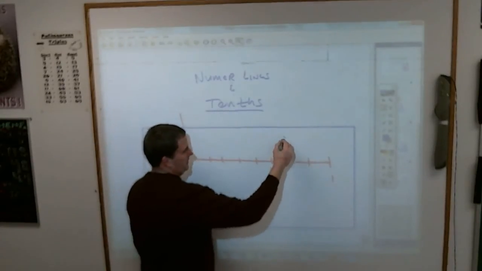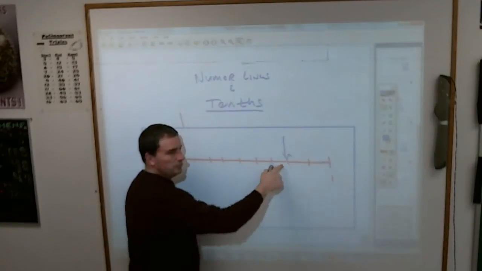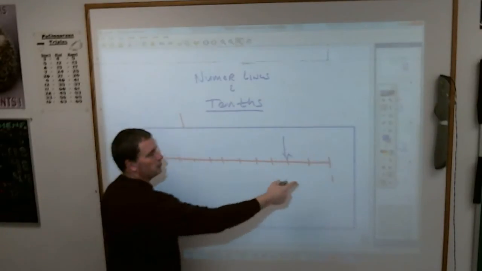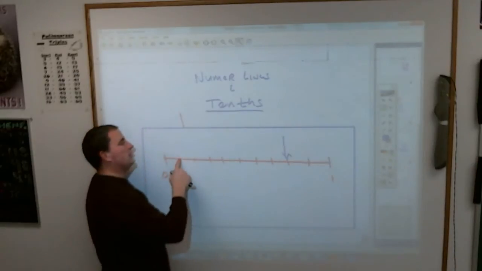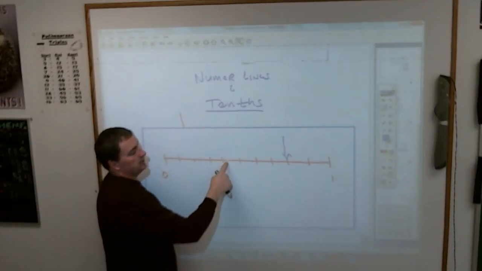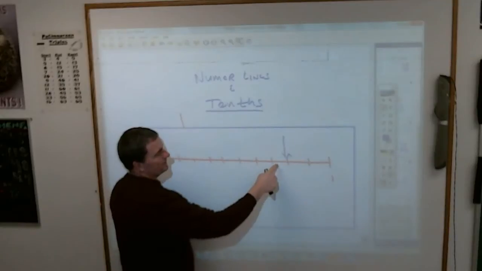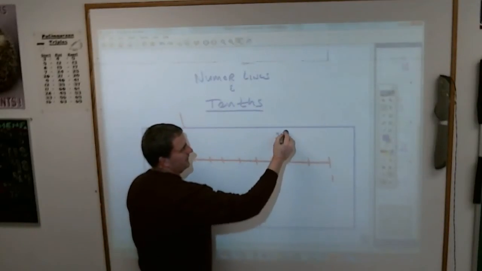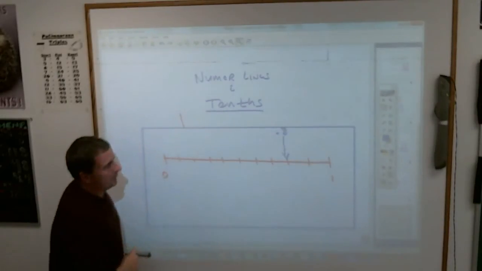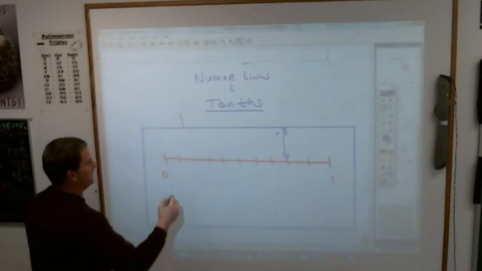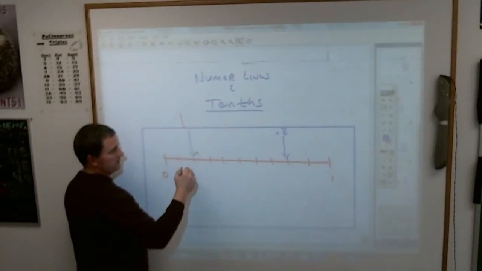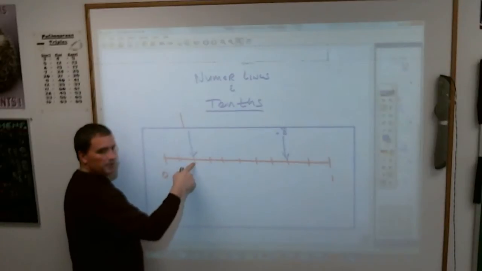So now if I asked you this arrow, this is 0, this is 1. What decimal is this right here? Well, 1/10, 2/10, 3/10, 4/10, 5/10, 6/10, 7/10. That is 8/10. 0.8. Does it want fractions? No, I think it wants decimals. What is this one right here, Kate? What decimal would this be?